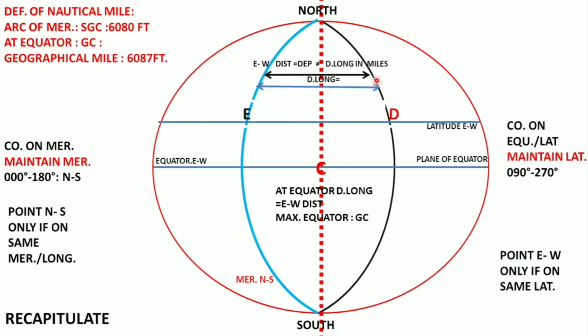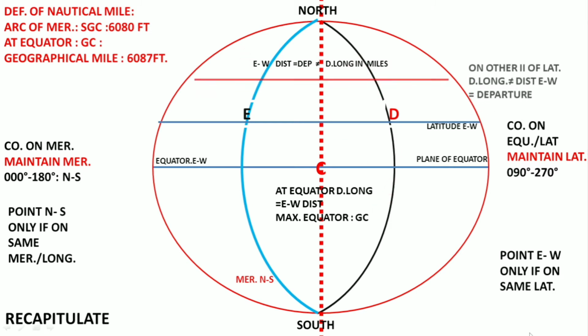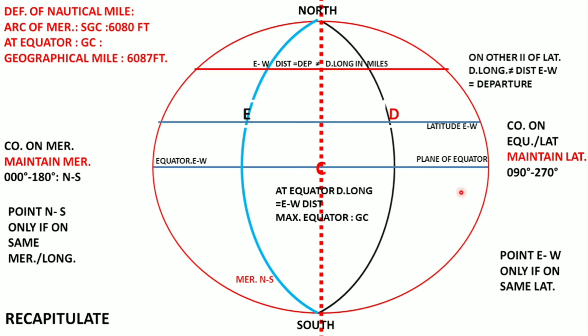And as you can see, the distance between these two meridians keeps on reducing as you're going up. So this east-west distance between two meridians is called departure and is not equal to the d long in miles. As you can see, the distance is reducing. On any other latitude, when the 2 points are east and west, they have to be on some latitude. On that latitude, we use the term departure. Now, when these 2 points are moving north, the distance between them is reducing.